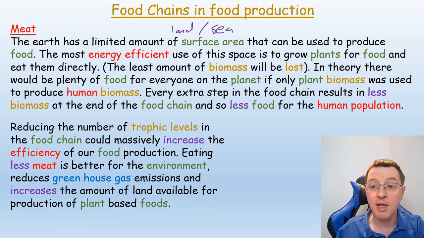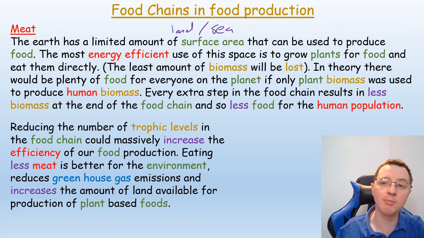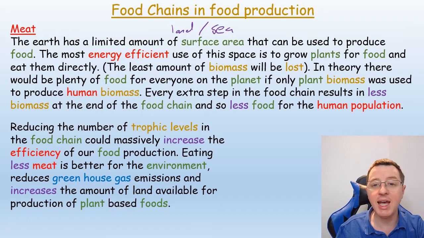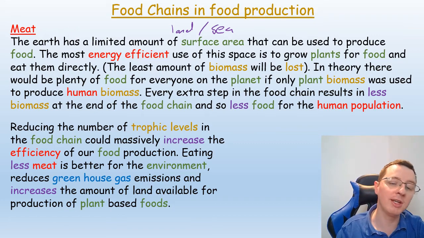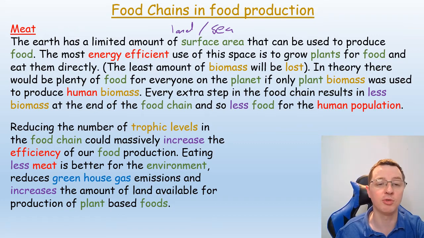In theory, there would be plenty of food for everybody on the planet if only plant biomass was used to produce human biomass. Every extra step in the food chain results in less biomass at the end of the food chain, and so less food for the human population. Reducing the number of trophic levels in the food chain could massively increase the efficiency of our food production.